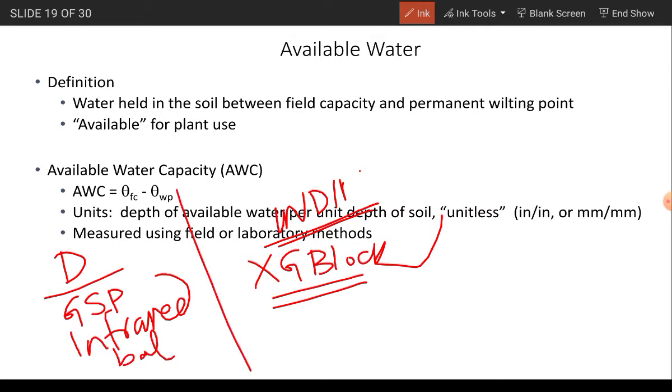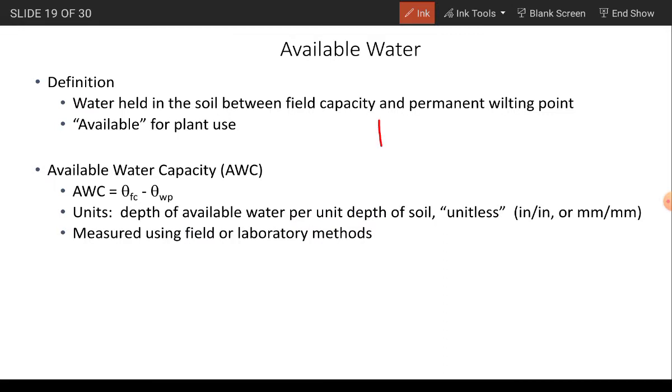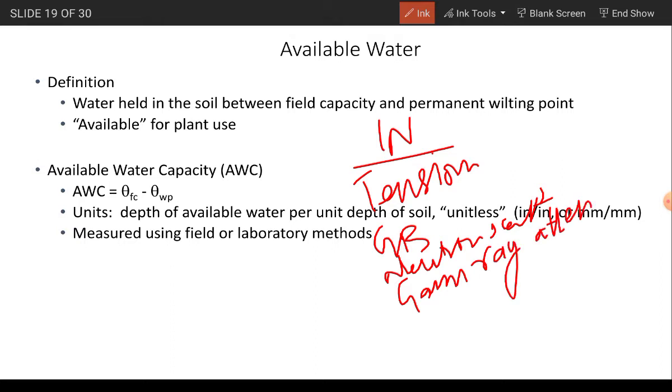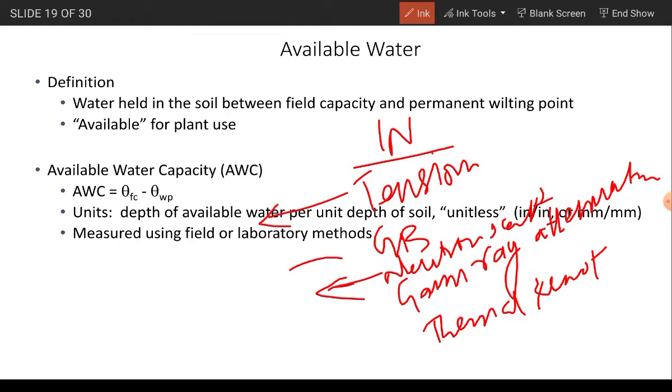Now comes the indirect methods. What are the indirect methods? Indirect methods are the tensiometer, then gypsum block, as I told. Then there are neutron scattering and gamma ray attenuation. Then there are thermal and remote sensing methods. But the neutron scattering method is important, and the tensiometer is also important, as well as the gypsum block.